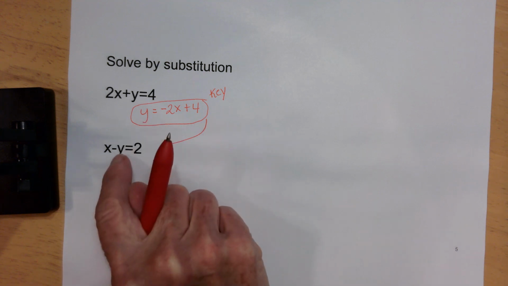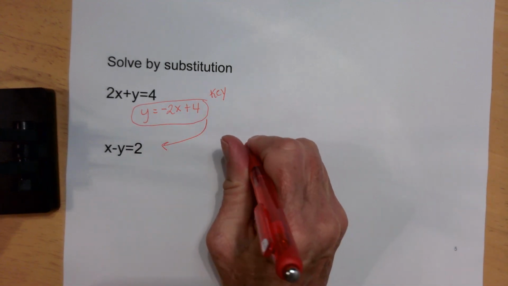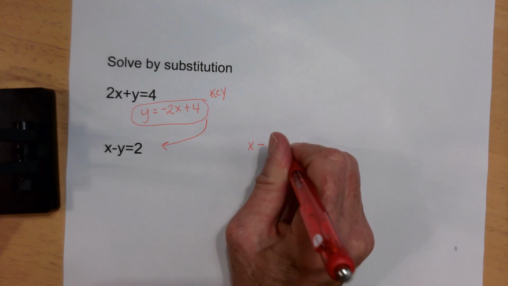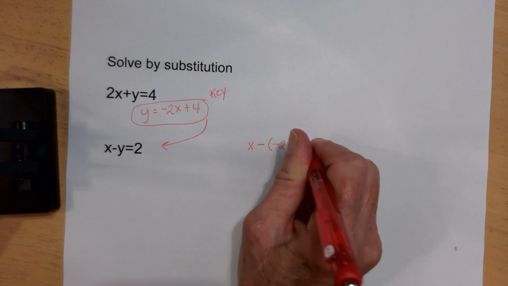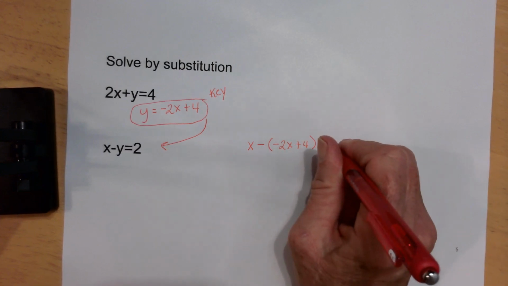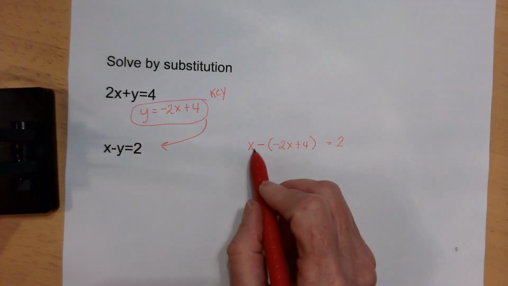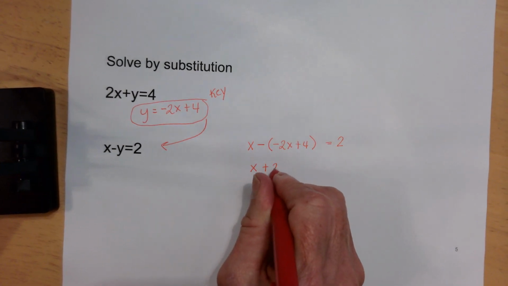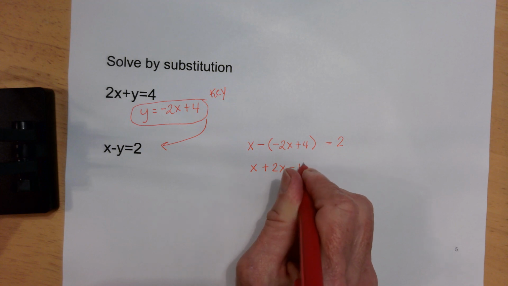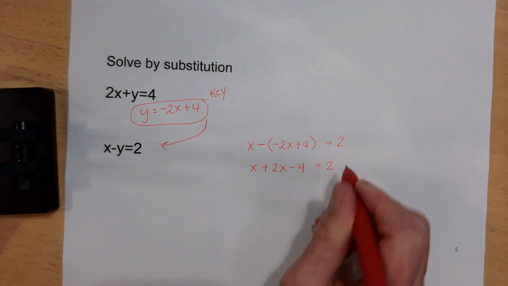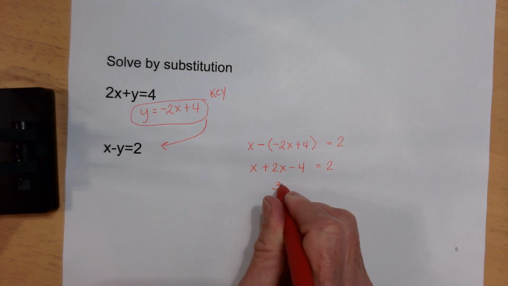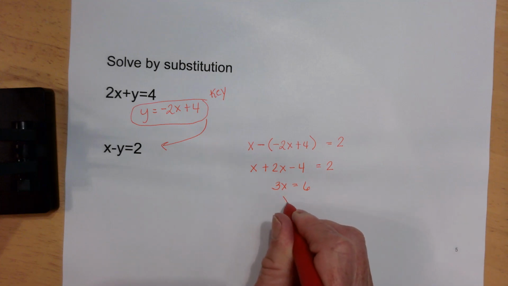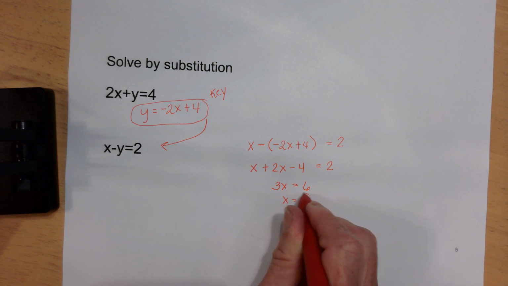So where the y is down here, I'm going to plug that in. So I have x minus, and then the whole thing is (-2x + 4), because that's what y is equal to, equals 2. So I have to distribute the negative on this. So I have x + 2x - 4 = 2. So when I put those together, I have 3x. When I add 4 to the other side, I have 6. Once I divide, I find out that x is equal to 2.